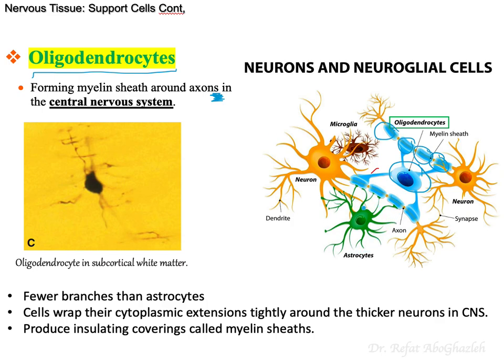Which is important. They have fewer branches if you compare them to astrocytes. Here you can see there are fewer branches. Usually their processes, as you see here, wrap tightly around the axon, especially in the thicker neurons in the central nervous system, and they produce a myelin sheath insulating the axons and covering them, right?